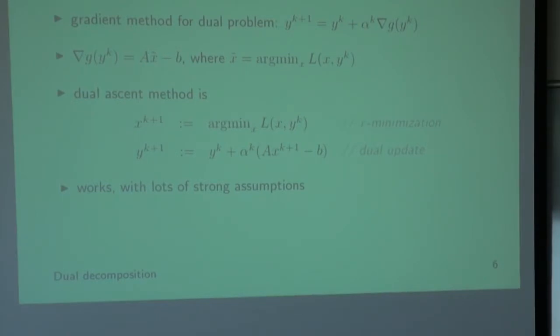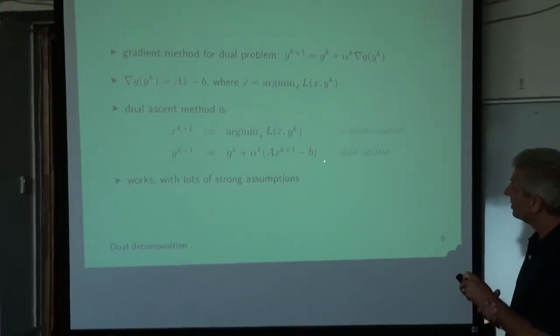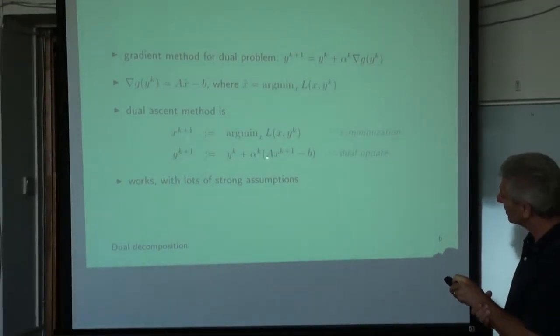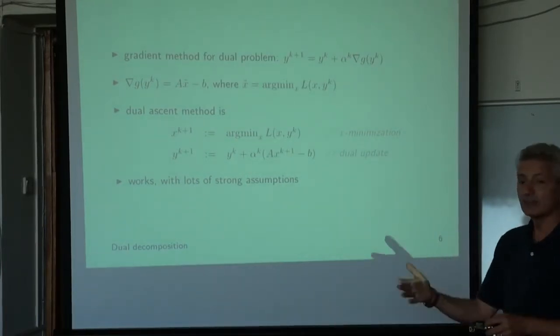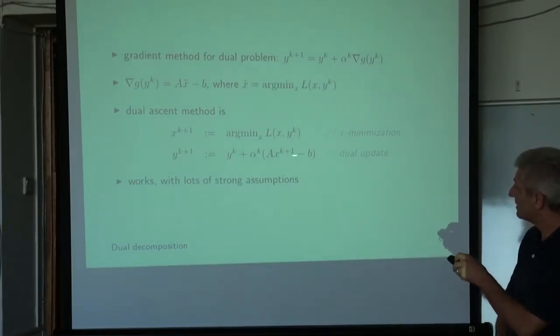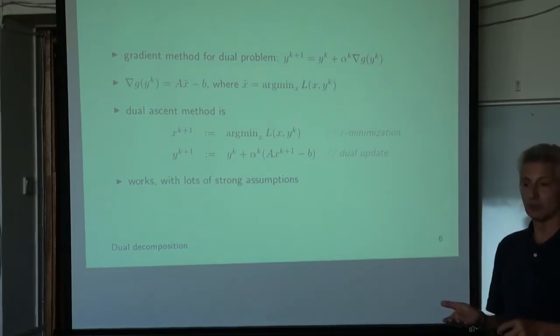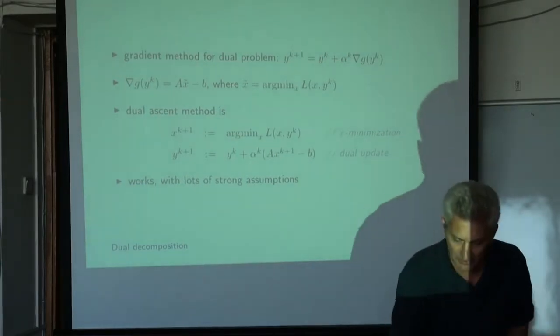It's got two parts. In the first part, you fix the dual variable, or price vector, or whatever you want to call it, and you optimize over x. That's your next x. Then at the next step, you update the dual variable by looking at the residual. The idea is that you will drive the price vector to the right value, at which point the residual will be 0, and that means you've solved the problem. This is an old idea. And this works, but there are lots of assumptions that you have to make here.